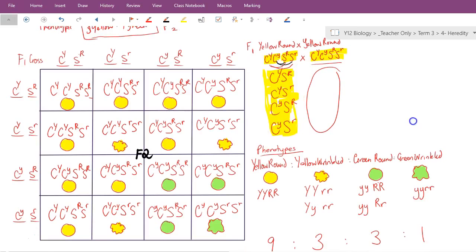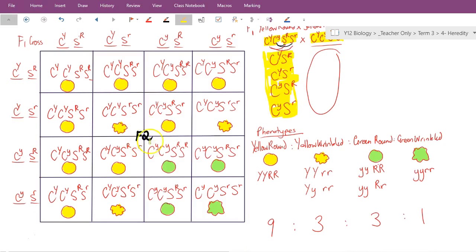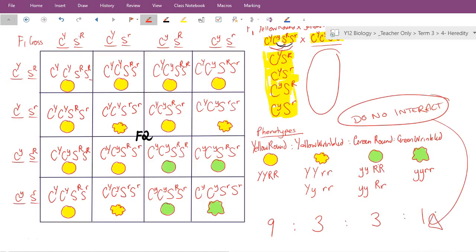Cross them, and this is exactly what you get here. My F2 generation, again, there's the genotypes, and I've drawn in the phenotypes, and they again come out with this lovely little mathematical pattern, 9 to 3 to 3 to 1. That's the mathematical pattern you get when you have 2 traits on a dihybrid cross that do not interact with each other. Okay? When they don't affect each other, you always end up getting that mathematical pattern there, 9 to 3 to 3 to 1.